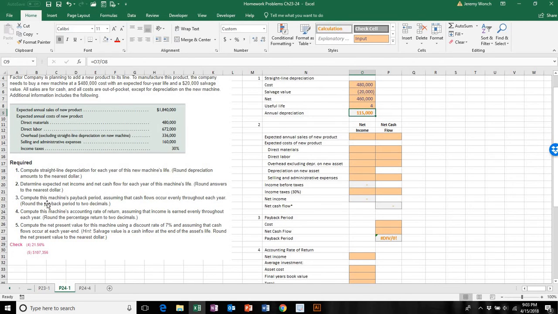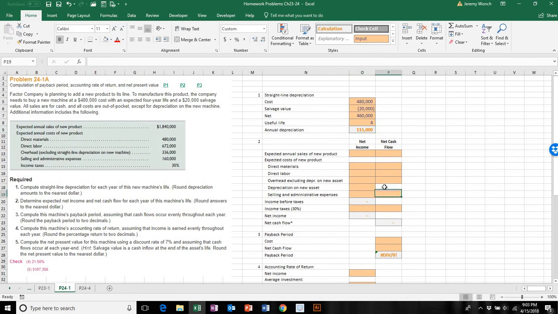Right, and so in number 2 it says determine the net income and net cash flows for the project. And so it says that we have annual expected sales of $1,840,000. That's going to be the same there. And so it says direct materials. It's $480,000. Just happens to be the same as the cost of the new machine. That's just coincidence.